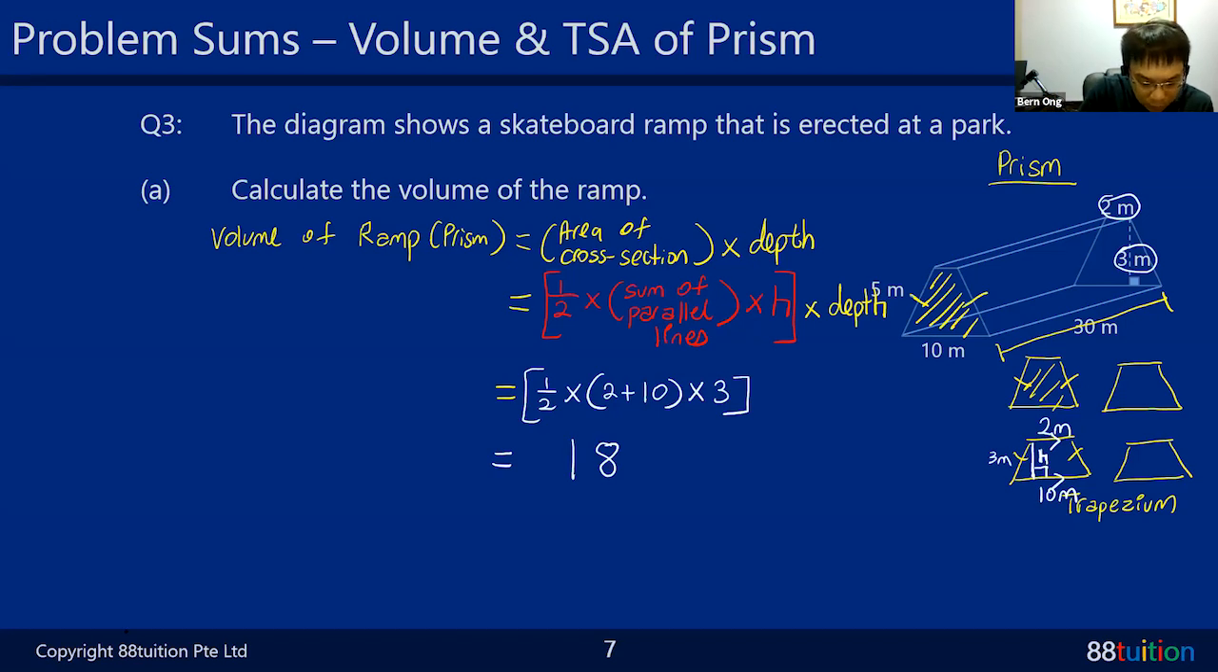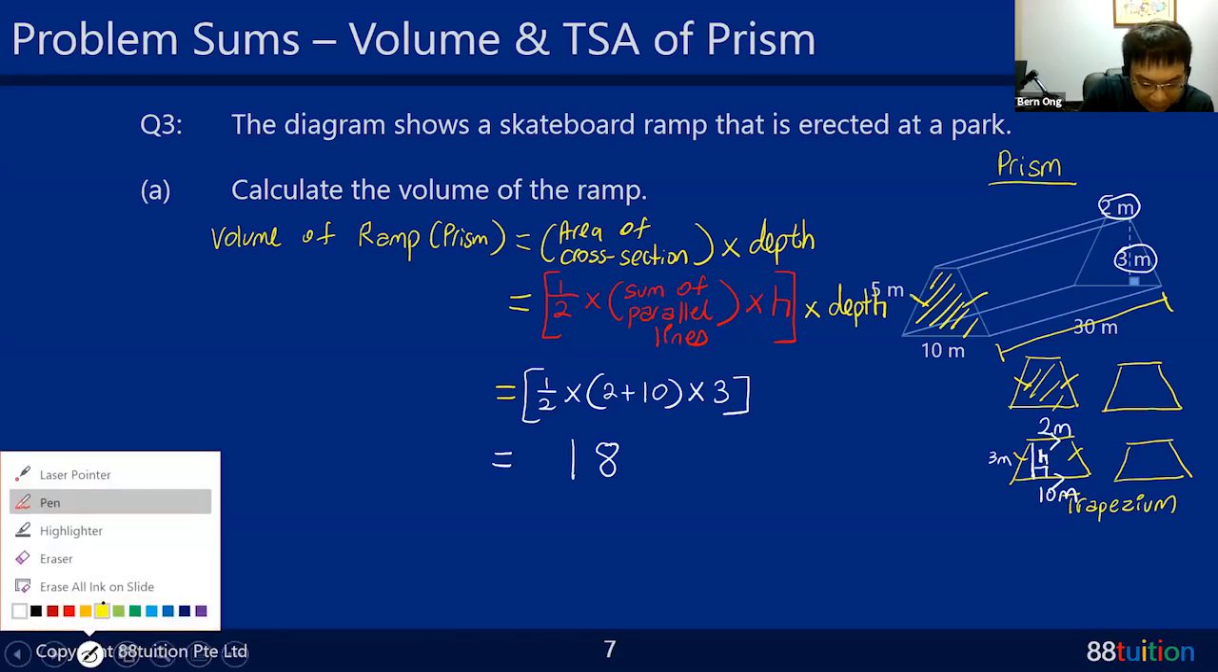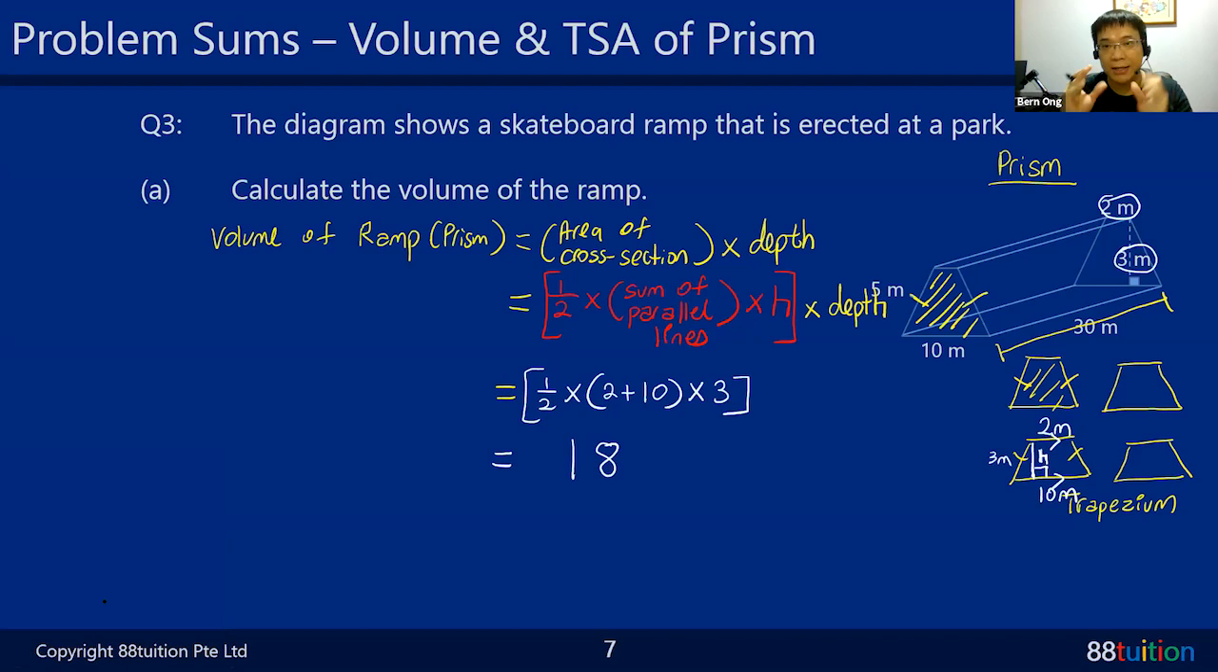But wait, you're looking for the volume of the entire thing. So the area of the front is 18 times the depth. Depth is 30 meters. 18 must times 30. Can you see now? You must be very clear what you're looking for. One step at a time. So 18 times 30, press your calculator lah. Answer is 540.